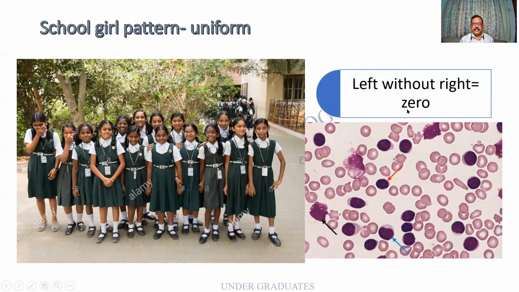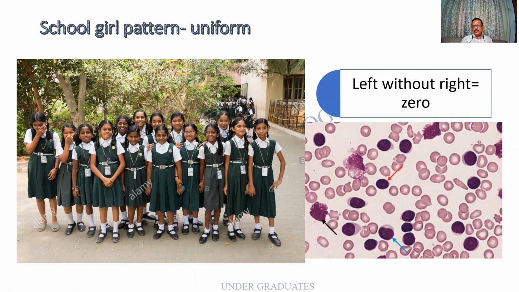Left without right is equal to 0. Many students write only this. They write schoolgirl pattern and they expect an answer. That is why you are writing the left, omitting the right, we will give you 0. You should describe the peripheral blood. What are all the causes? What are all the other hematological findings? What is a Coombs test? What can be the clinical manifestations, etc. And finally, you can just add a feather to its cap by a schoolgirl pattern.